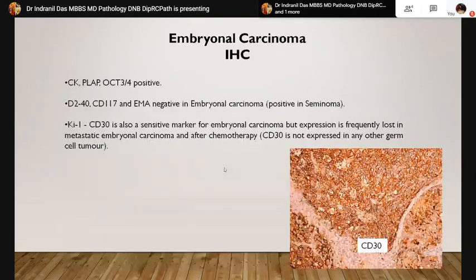This tumor is positive for pancytokeratin, PLAP, and OCT3/4, but podoplanin, CD117, and EMA are negative in embryonal carcinoma, in contrast to the seminoma. CD30 is the sensitive marker for embryonal carcinoma, and it is not positive in any other germ cell tumor. But one fallacy is that the expression of CD30 may be lost in metastatic site or after chemotherapy.